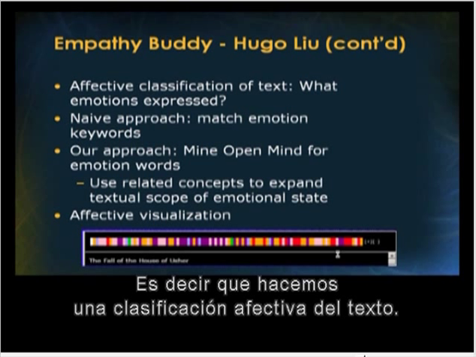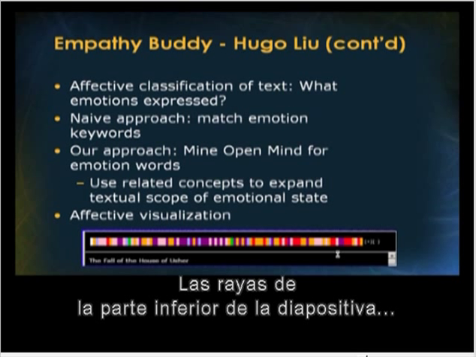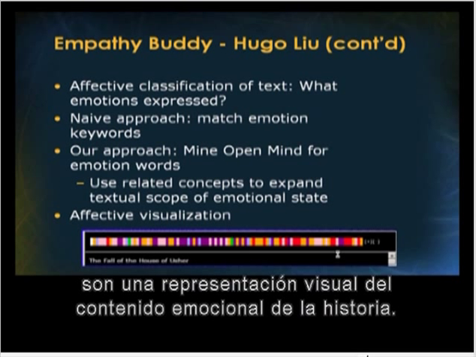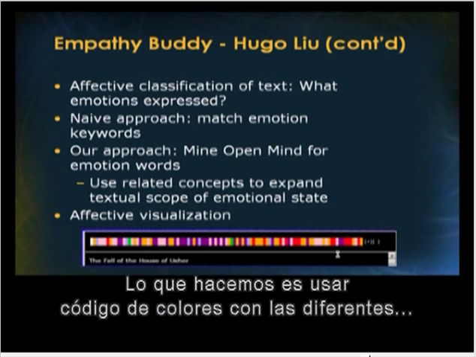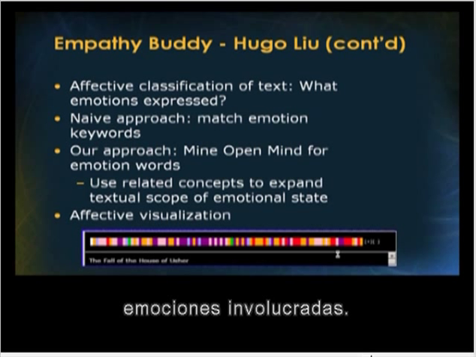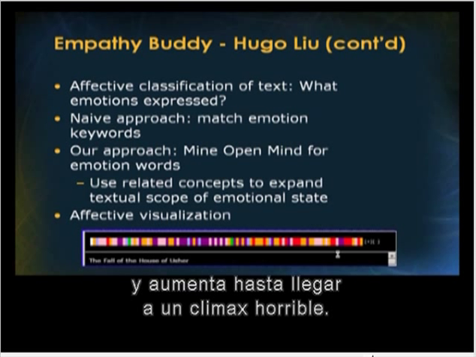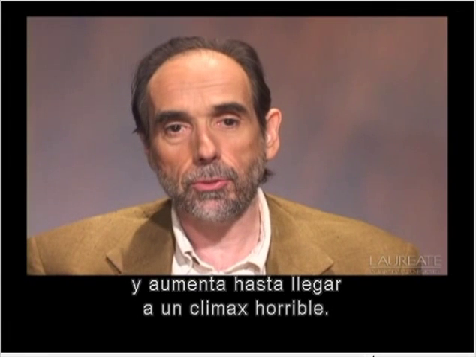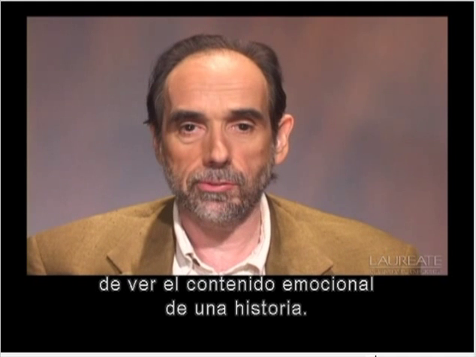And we can also use this for affective visualization. So the stripes you see in the bottom of the slide are a visual representation of the emotional content of the story, the rise and fall of the House of Usher. Okay, and so what we're doing is color coding the various emotions involved. So maybe it starts out happy and there's some suspense, which builds up to, say, a shocking climax. And so this is kind of an interesting visual way of seeing the emotional content of a story.